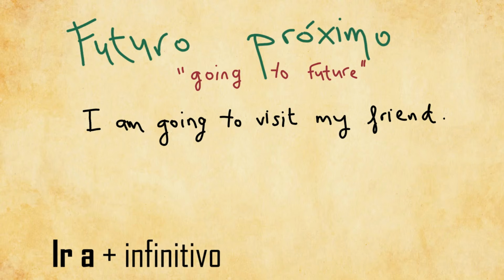The only important thing is that it will happen sometime in the future, and that you're pretty sure about the fact that it's going to happen, because it's a plan, it's something you have scheduled. So that's when we use this type of tense in English just as well as in Spanish.